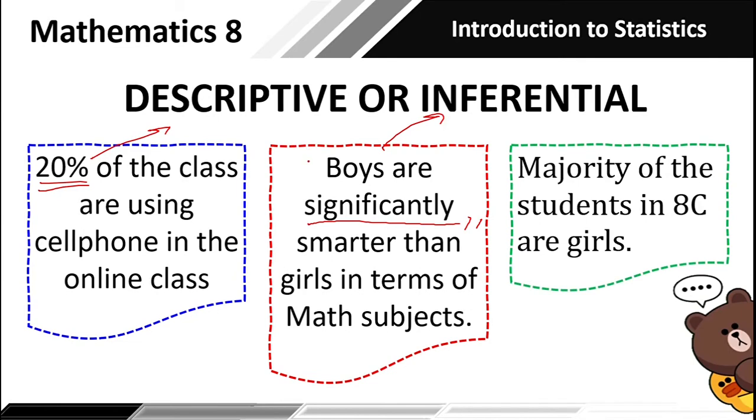Our next example is this one. Majority of the students in 8C are girls. Majority can be a percent or part of a whole. Therefore, it is under descriptive because it describes the students or how many students there are in 8C. That's how easy it is to identify whether the problem is descriptive or inferential.